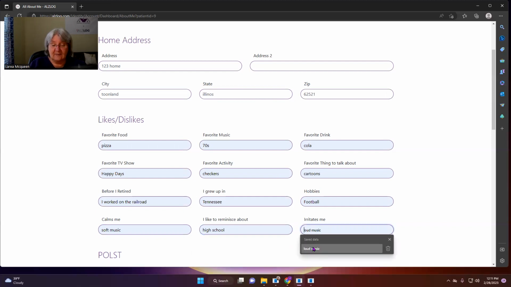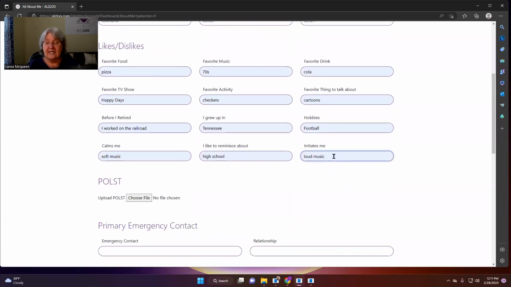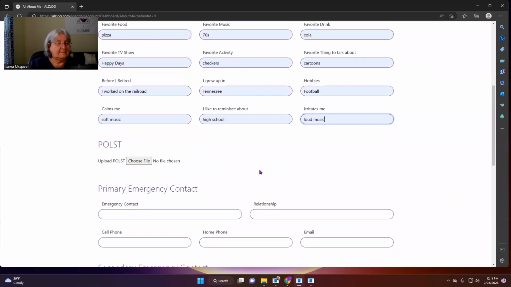And then what irritates them. So if there's something that you know irritates them, it's best to let that caregiver coming in know about that before they get going. So if this person doesn't like loud music, I'm going to know don't have any loud music. I don't want to irritate them.